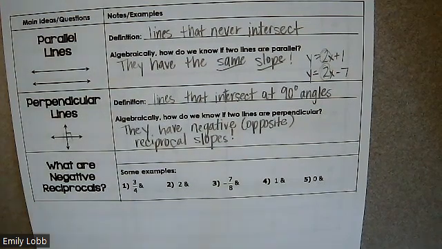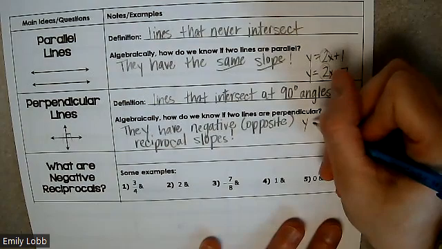Hopefully we're pretty good at the opposite, right? If something's positive, the opposite of that is negative. If something's negative, the opposite of that is positive. So we've got that part down. Reciprocals, we have to think back to dividing fractions. When we divide fractions, remember we keep, change, flip. We multiply by the reciprocal. So we've got to flip the number 2.